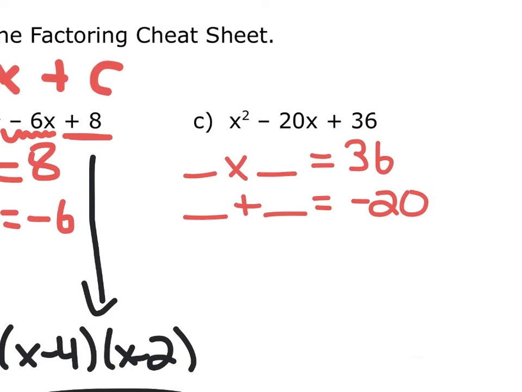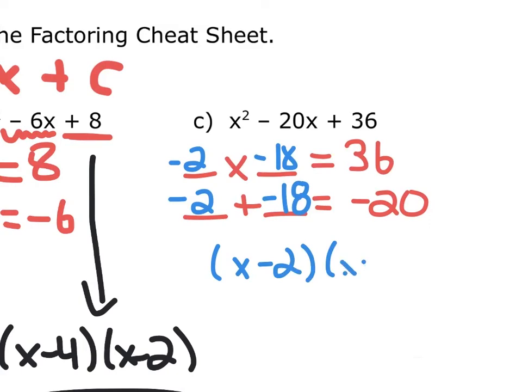Negative 2 and negative 18. So we get the answers of negative 2, negative 18. So our final answer is x minus 2, x minus 18. And that's how you leave it, just like that.